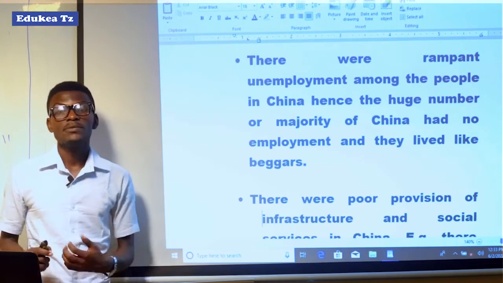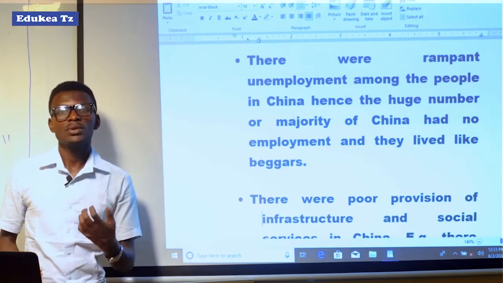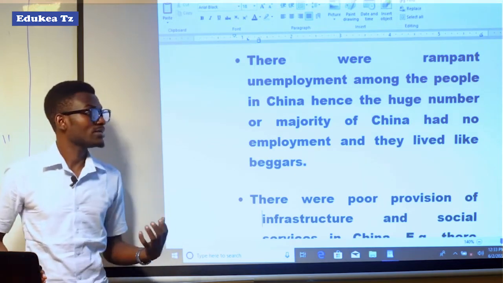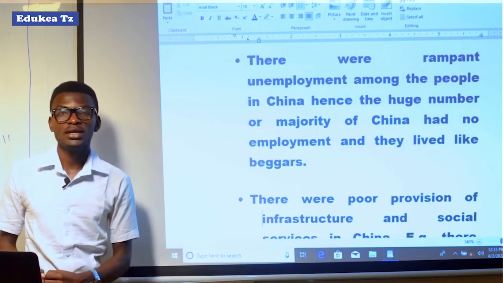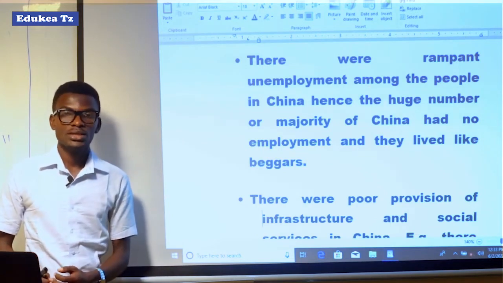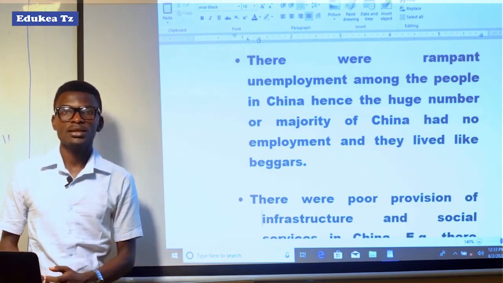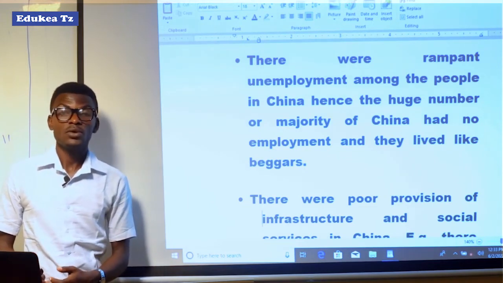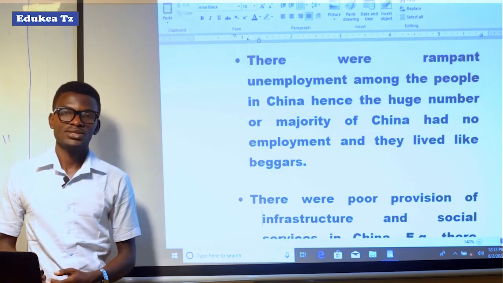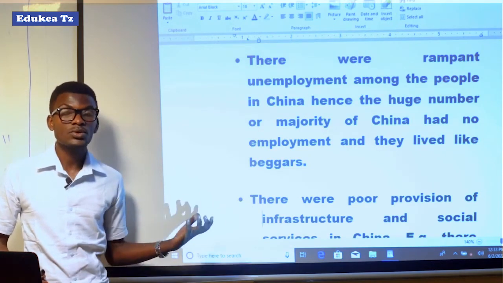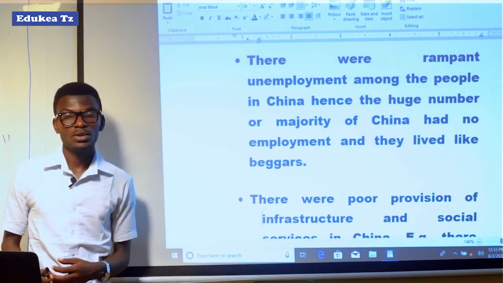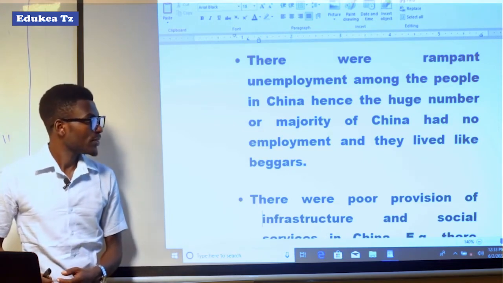It means that before the revolution, the majority of the people in China, or a large number of people in China, were unemployed, and that's why they lived like beggars in their country before the revolution of 1949. And this was the common situation before the revolution.